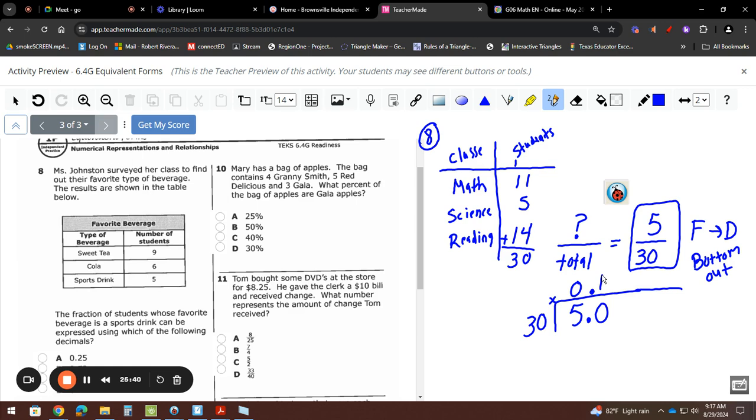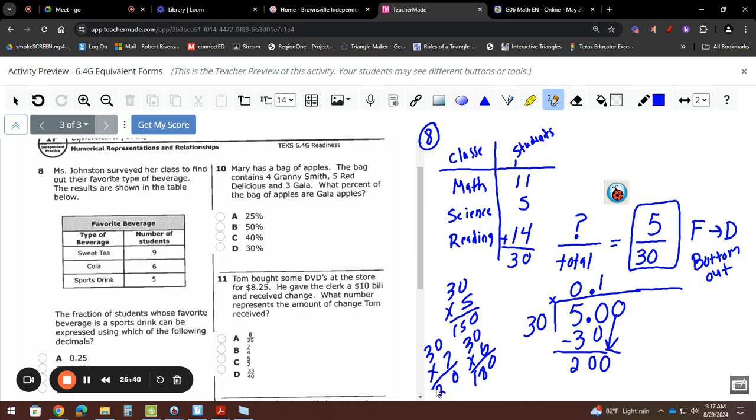30 times 1 would be 30. Then 0, 2. We have a remainder. You add another 0 and drop it down. Now we have 200. 30 times what gives you 200? I might need to go to the side and take a guess. Let me try 5. I think that's too low. Let me try 6. That's better. Let me try 7 just to make sure. That goes over. So the best one is 6.